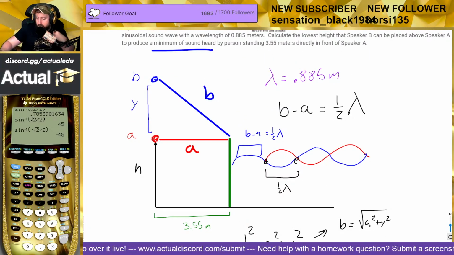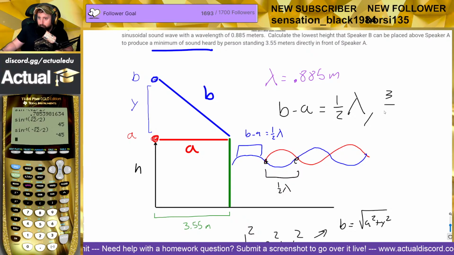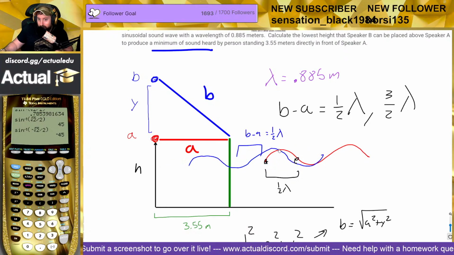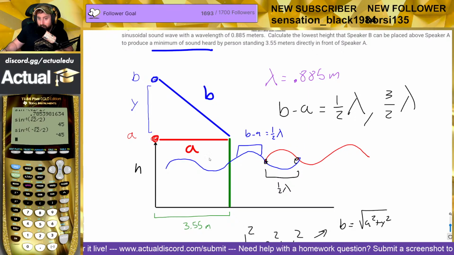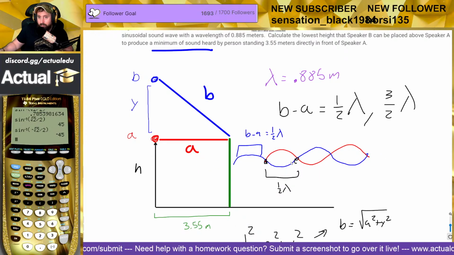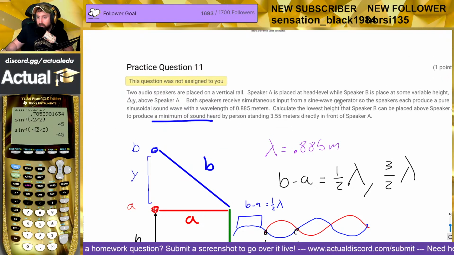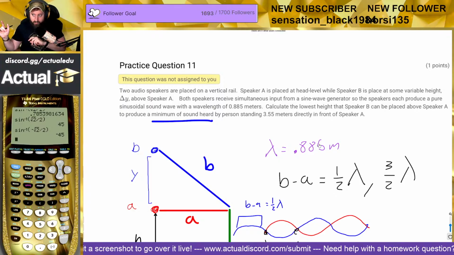So you're totally right. It could be, this is the lowest distance. I could also have B minus A equal to 3/2 lambda, or 5/2. That's a good question. I could have it go back 3/2 of lambda. This is when it's half a lambda away, but I could also have it go 3/2 of a lambda. That would also do it. But the question asked for the lowest height, and the lowest height is when we just have a single half lambda difference.